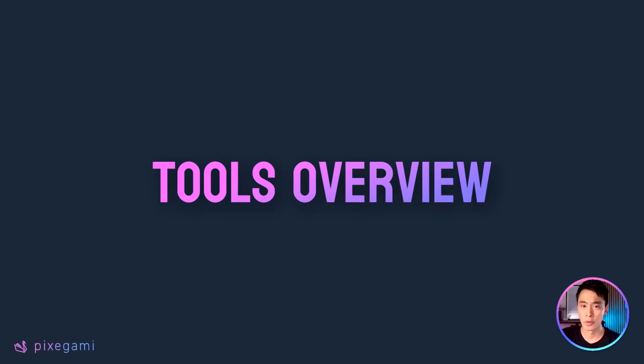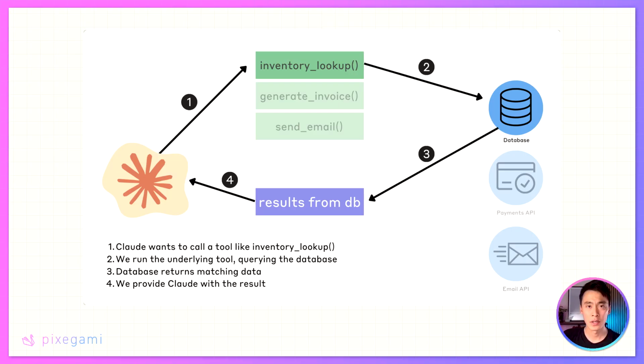Before we jump into the code, let's quickly go over how tools work with LLM agents, or specifically Claude in this case. A tool is basically just a custom function that we can create. For example, if we wanted to look something up in our inventory, generate an invoice, or send an email, we can create a custom function to do that. And then we can tell Claude that, hey, this is a tool that's available for you to use.